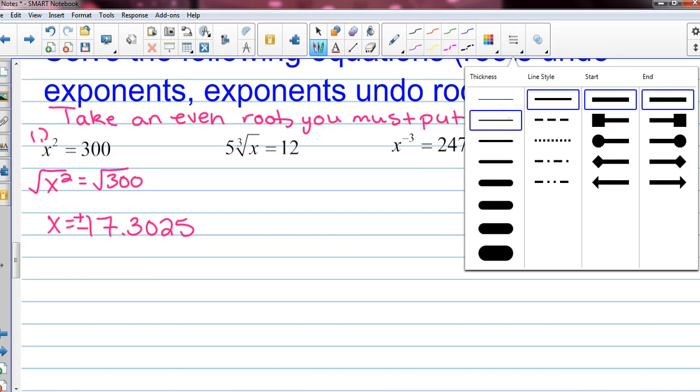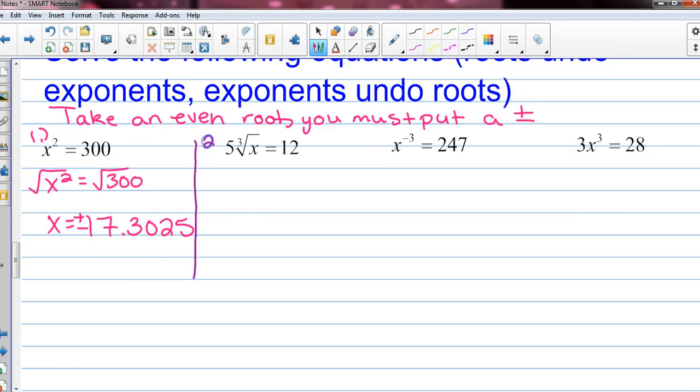All right, so now this next example, example 2. This time, first, I have to get the cubed root of x by itself. It's not by itself. So I need to divide by 5. Now that the cubed root of x is by itself, you need to do the opposite of the cubed root. The opposite of a cubed root is a cube, because to undo a root, you use an exponent. So I'm going to cube this.